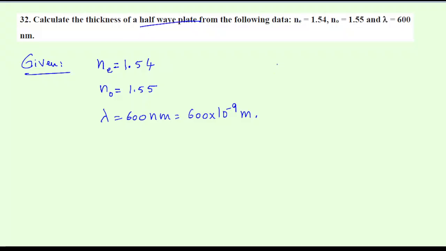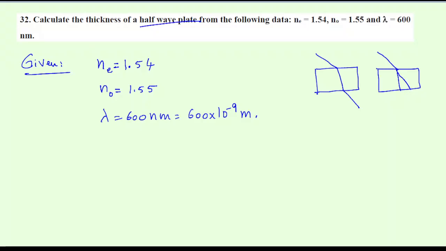What is a half wave plate? It is a small device which is made up of birefringent materials. Birefringent materials are those materials that split a light ray into two rays, that is an ordinary ray as well as an extraordinary ray. Like in normal glass plate, it undergoes just refraction and it goes like this, right? Whereas when a light ray is incident on a birefringent material, it splits up into two rays, that ordinary ray as well as an extraordinary ray.